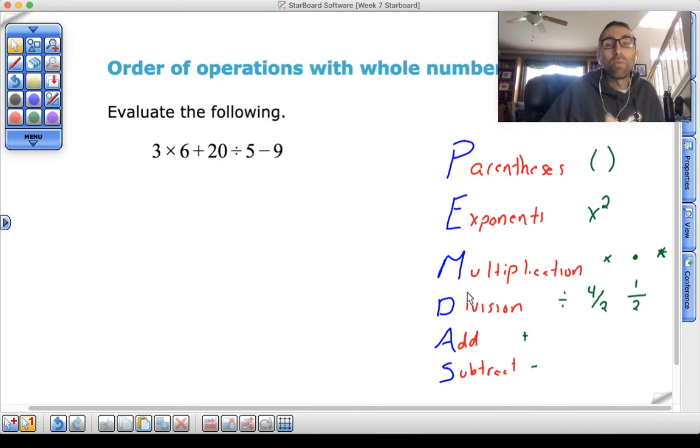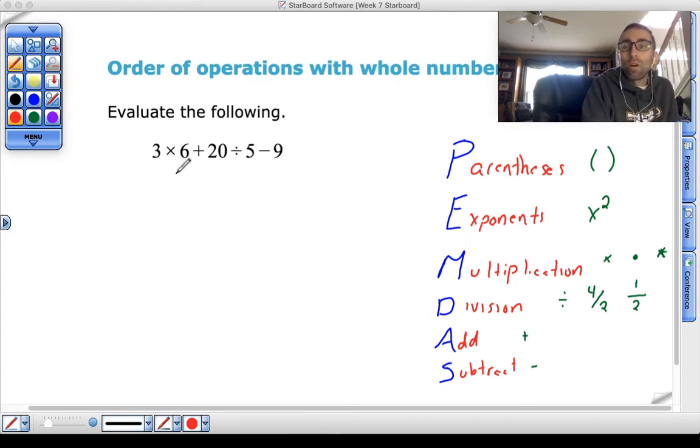The problems we're working with today are a little bit easier because they will not have any parentheses in them. They will not have any exponents in them. We're just going to be working with multiplication, division, addition, and subtraction. So that means we're going to work with all the multiplication, division first, and then all the addition and subtraction second. So let's start by looking at our problem that we have here.